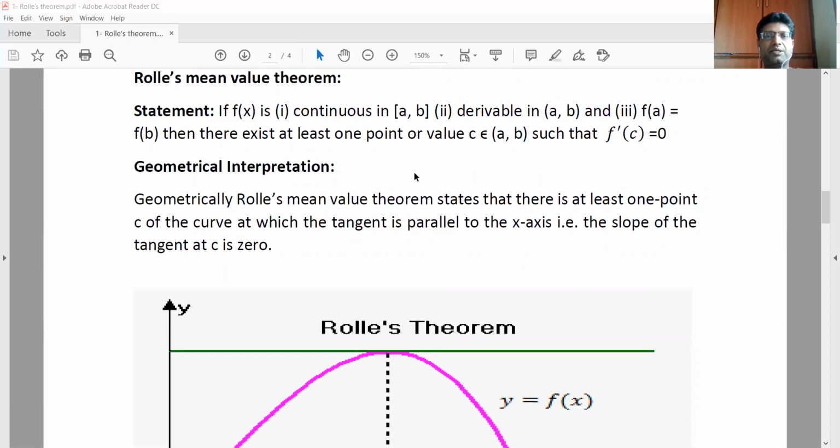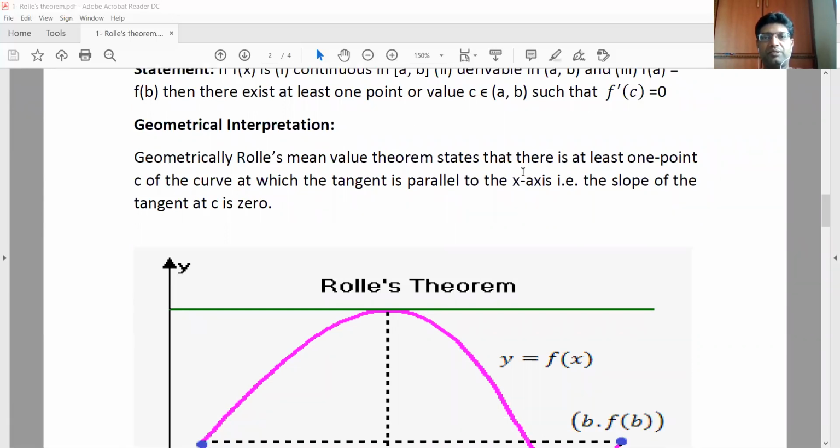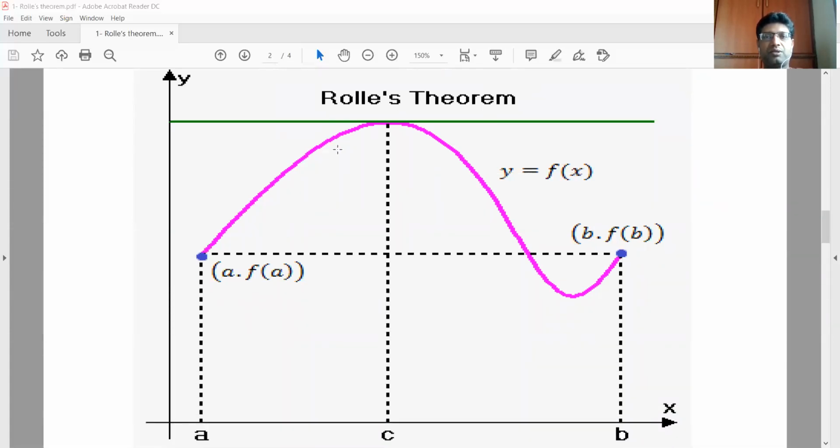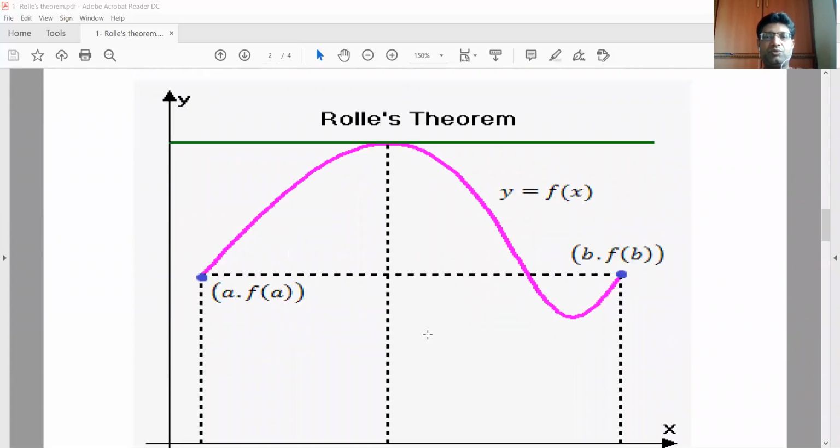But geometrically, what does it tell? Geometrically, Rolle's mean value theorem states that there is at least one point c on the curve at which, if you draw the tangent, the tangent is parallel to the x-axis, which means the slope of the tangent must be equal to 0. So this is the curve y equals f(x). According to Rolle's theorem, whenever this function f(x) is continuous as well as derivable, there must exist at least one point on this curve such that the slope at that point is equal to 0. Here at this point, if you take a tangent, the tangent is parallel to the x-axis, therefore its slope is 0. That is the meaning of Rolle's theorem geometrically.